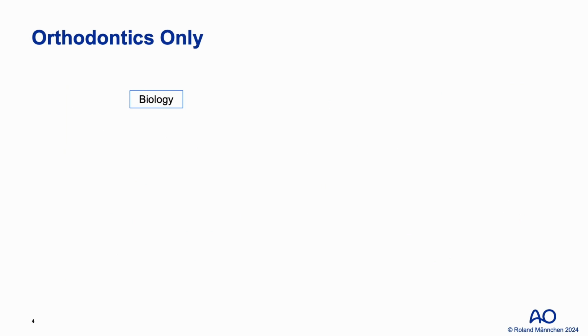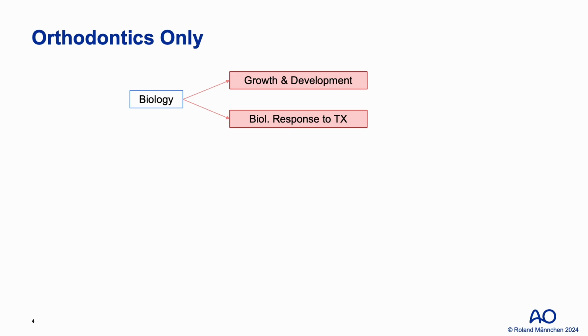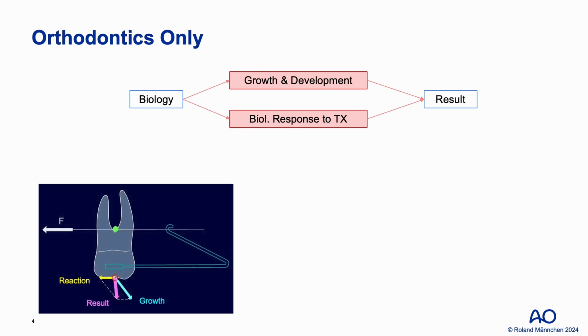Applying orthodontic forces in a growing individual means that we are confronted with two effects: the changes due to growth and development, and the biologic response to the orthodontic force, which add up to the result. If we, for example, apply a headgear to the upper molars, we may see as a result an extrusion of the molars, although the direction of orthodontic force was horizontal. Since we only know the direction of force, but not the amount of biologic response, or the effect of growth and development, we can never exactly predict the result.